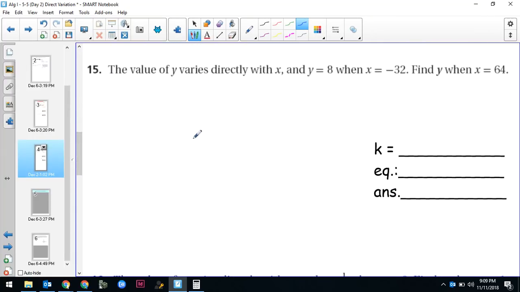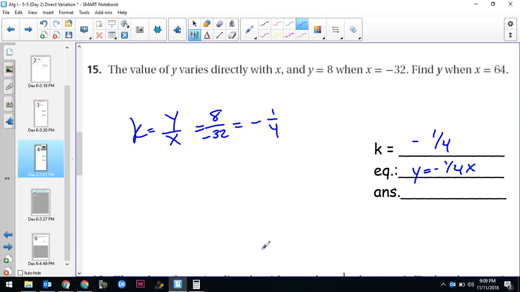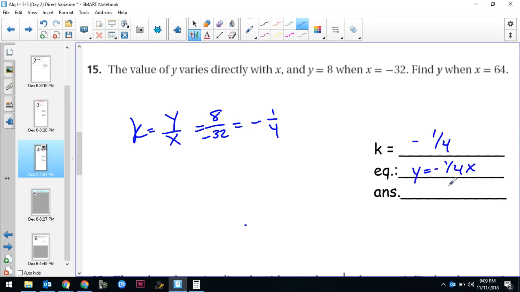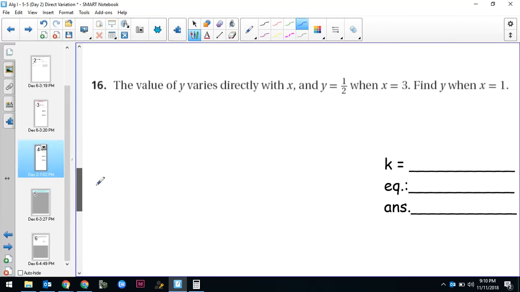Number 15. K is equal to y divided by x, which is 8 over negative 32. So that gets us, well, 8 over 32 is 4 over 16, or 2 over 8, or 1/4. So negative 1/4. So y is equal to negative 1/4 x. And then I plug that back in. I take 64 divided by 4, I get 16. Oh, that should have been a negative. Negative 16. Negative 1/4 times 64.